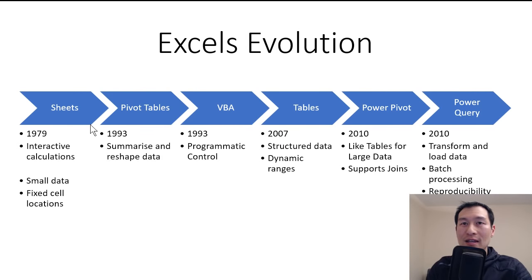Okay. Now, after the sheet-based model, in 1993, Microsoft started to introduce a bunch of cool things. First of all, they introduced the pivot table, and they also introduced VBA. With pivot tables, they allowed you to reshape and summarize your data. And this was huge. This was a massive, massive improvement to spreadsheets.